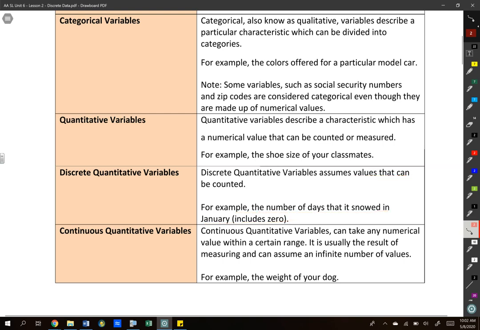A continuous quantitative variable can take any numerical value within a certain range. It's usually the result of measuring and can assume an infinite number of values. So for example, the weight of your dog. My dog might weigh 90.123 pounds and your dog weighs 10.156, right? So there's an infinite number of possibilities in terms of the weight of your dog.